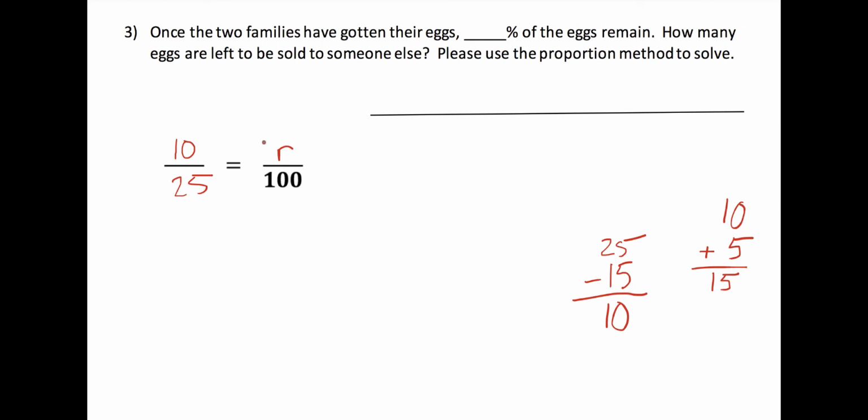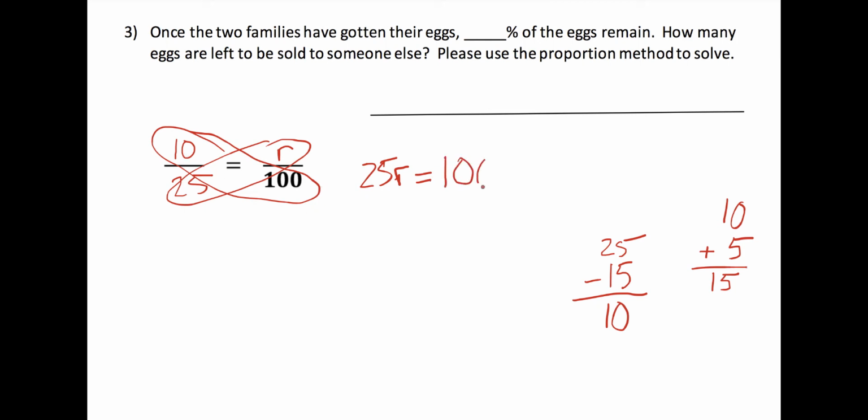This one's a little different. So let's do cross multiplication. We're going to answer this question. We're going to find out what percent of the eggs remain. So 25 R equals 10 times 100 is 1,000, right? We need to divide by 25 to get the R by itself. We're isolating the R. Oops, I need to write 1,000. And we need to divide the 1,000 by 25.